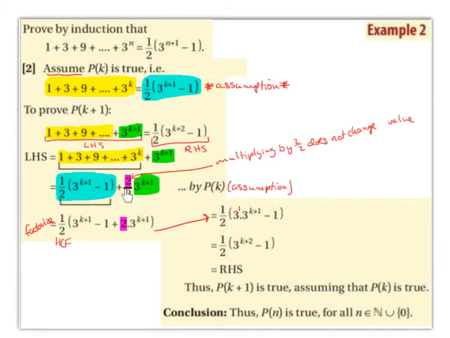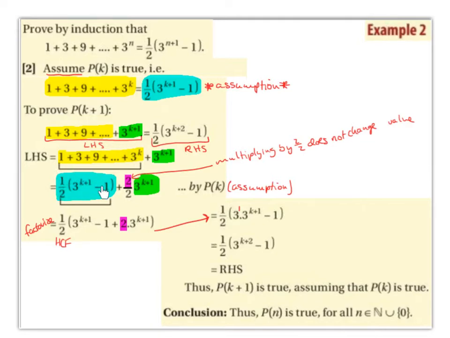So by multiplying the 3 to the power of k plus 1 by 2 over 2, you're not changing its value, because 2 over 2 is really 1. So you're really multiplying 3 to the power of k plus 1 by 1. So you're not changing the value of it. But in order to get a highest common factor, we need to have a half involved, because there's a half over here.